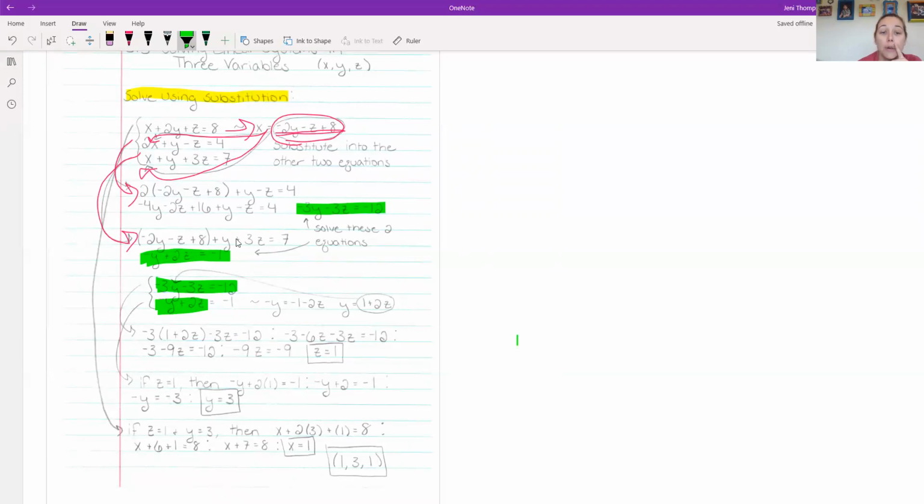So now that I've got 2 equations I can work with, basically your goal is to break down the 3 system of equations into a 2 system of equations so you can work with it. So I picked this bottom one to solve for y. I subtracted 2z on both sides, so that gave me negative y equals negative 1 minus z, divide by negative 1, and I get this equation here.